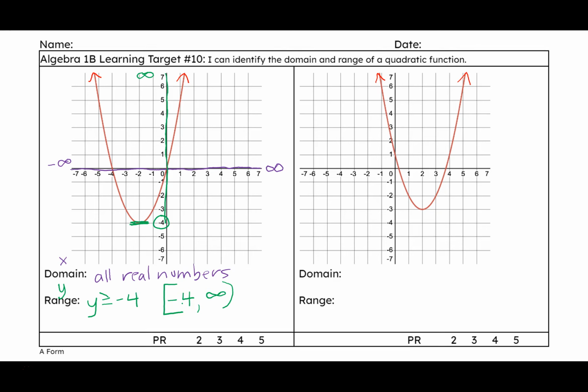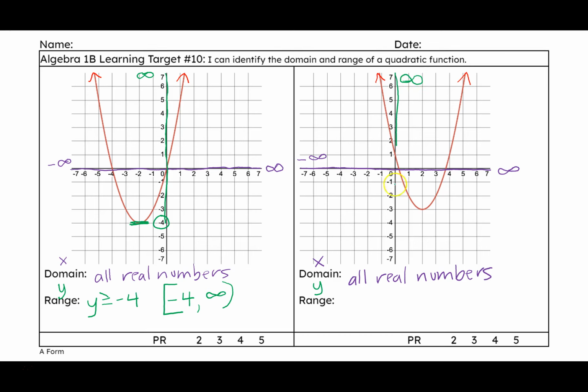All right, let's try it for this function over here. So again, domain is for all values of x. And that does go slightly left forever and slightly right forever. So my x's can be all real numbers from positive to -infinity. And the range, which is the y, it looks like this one does have a bottom, but it does go up and up and up forever. So we can go all the way up to positive infinity.